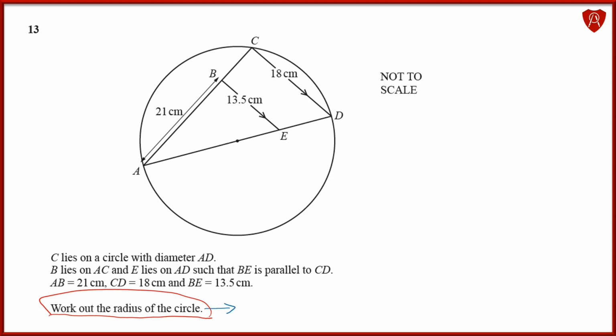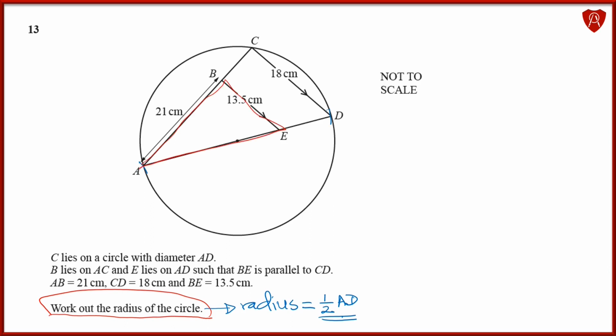Let's bear this main question in mind. Given that this AD is the diameter, the radius will be equal to a half the diameter, which is AD, and we should keep this in mind as our last goal. But there is a lot to do before we get here. This question combines circle theorems and trigonometry or Pythagoras theorem, whichever we choose. For this question, we shall use trigonometry.